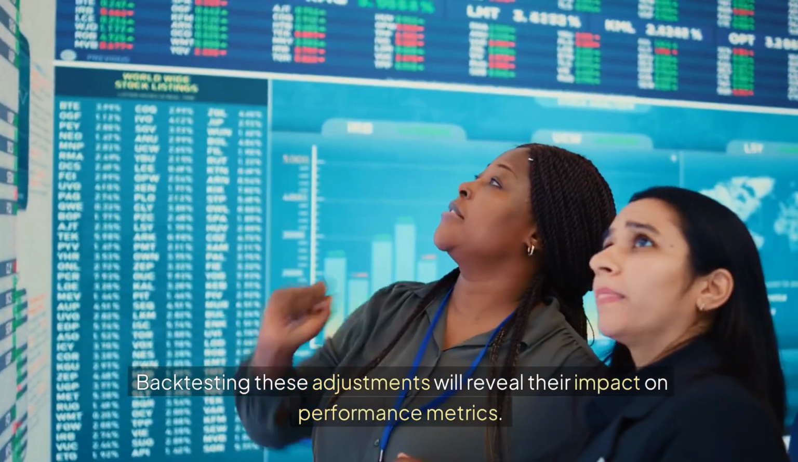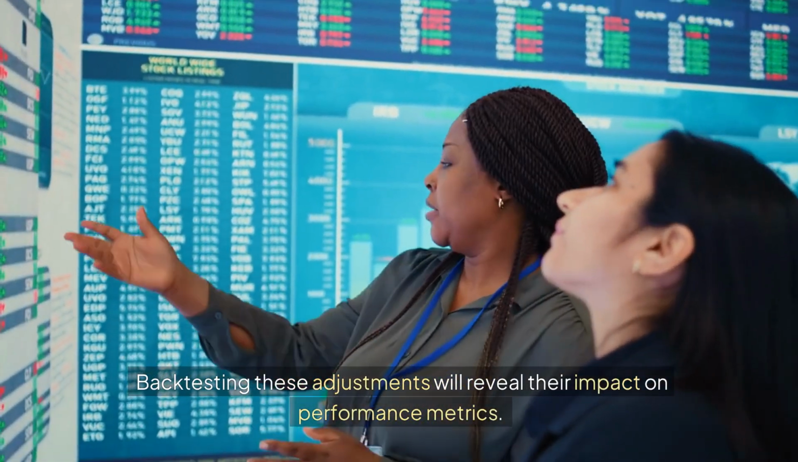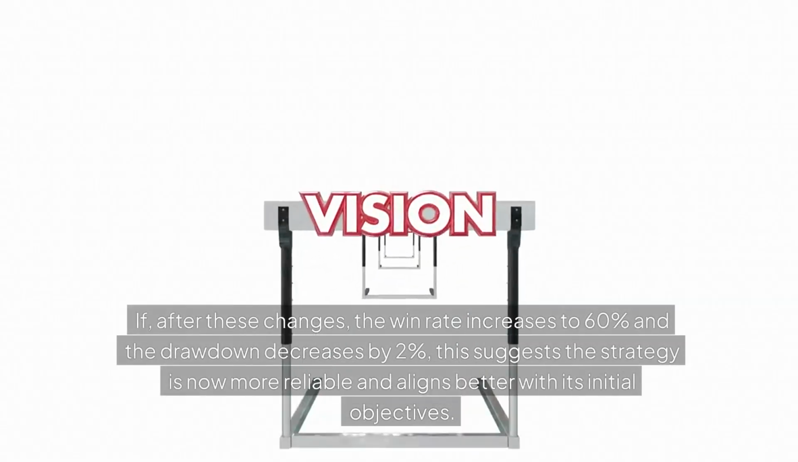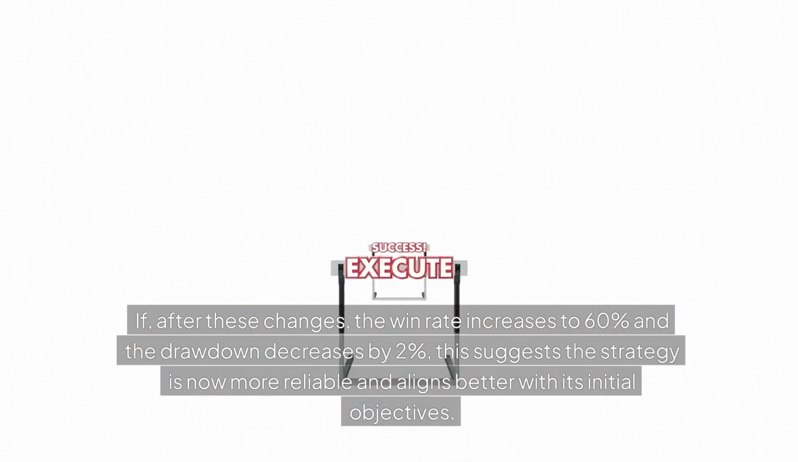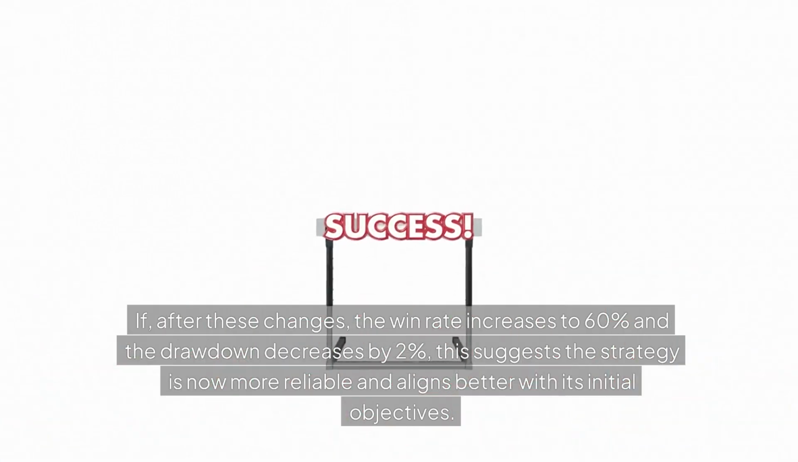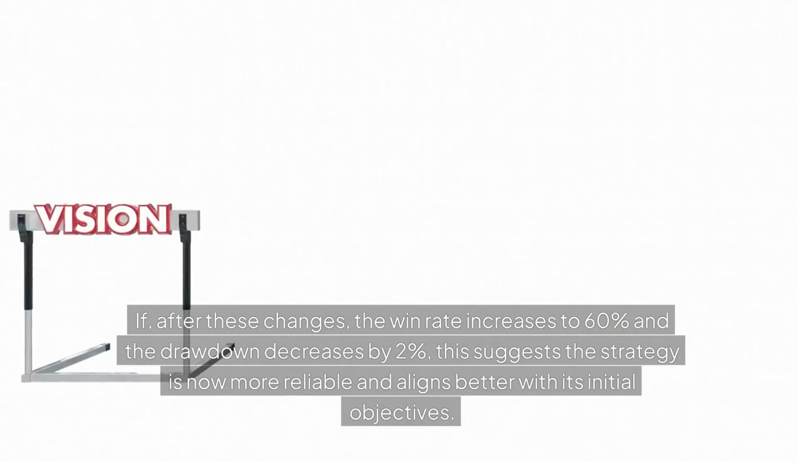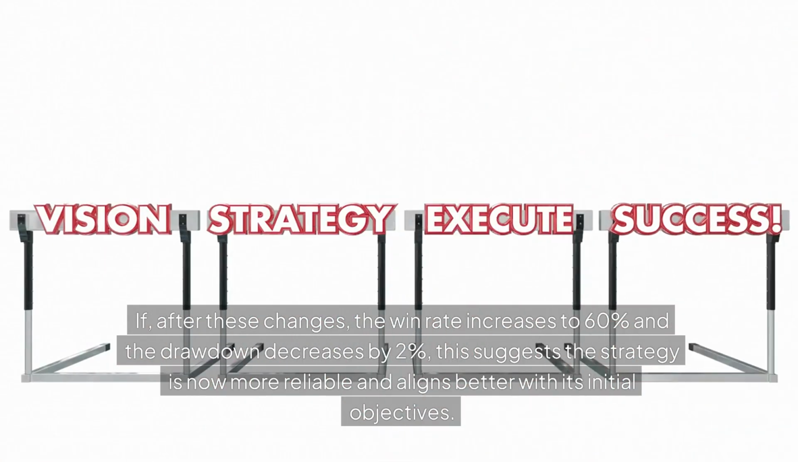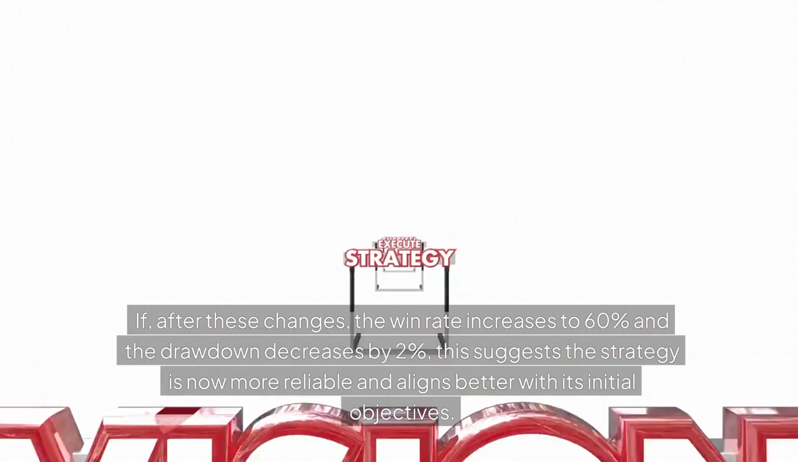Backtesting these adjustments will reveal their impact on performance metrics. If, after these changes, the win rate increases to 60% and the drawdown decreases by 2%, this suggests the strategy is now more reliable and aligns better with its initial objectives.